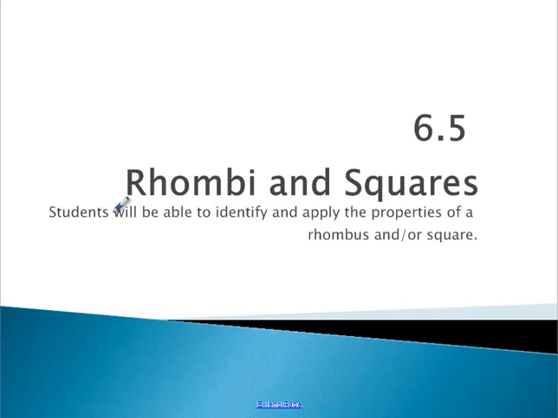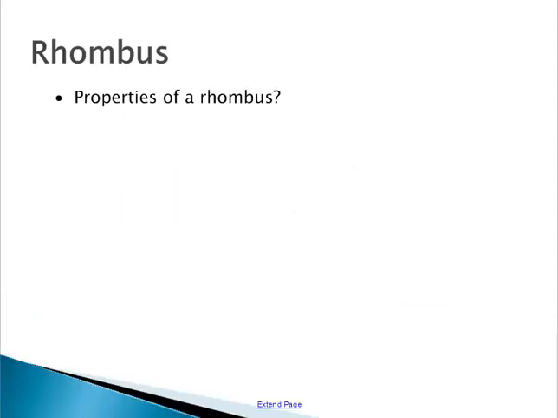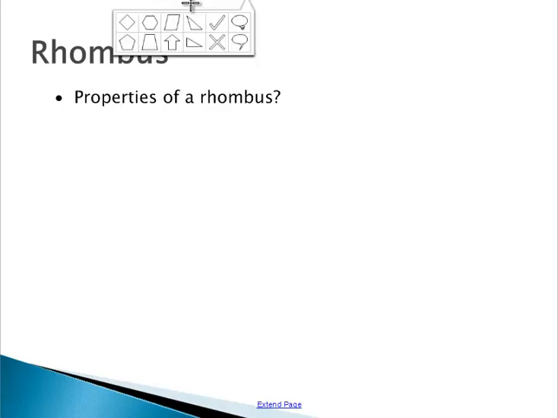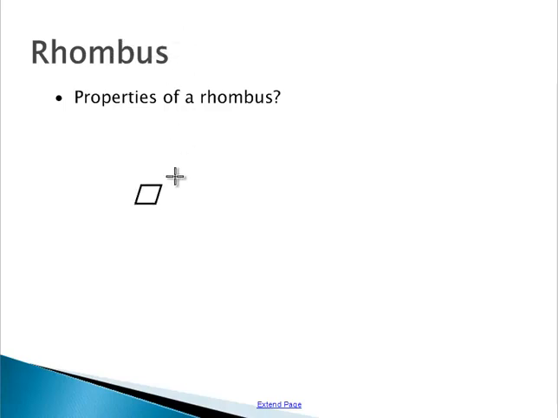Section 6.5 talks all about rhombi and squares. This is going to take our parallelogram and rectangle discussions and take it just a step further with these two new shapes. So, properties of a rhombus. Most of the time when asked, what's a rhombus, someone says a tilted square. And that's pretty accurate. It's a tilted square, but it has special properties of its own.